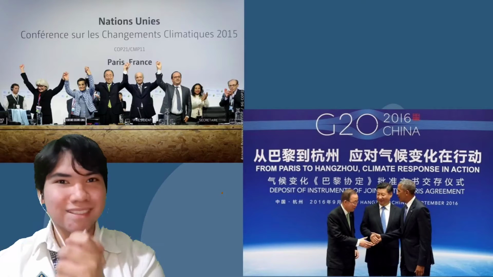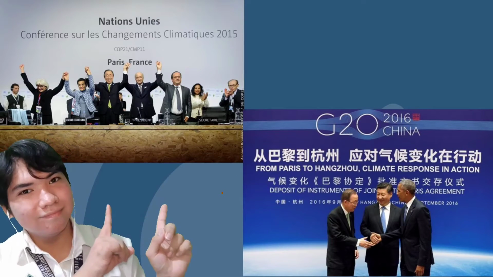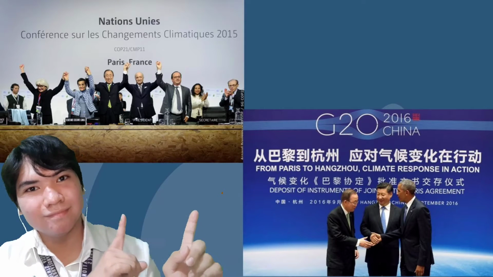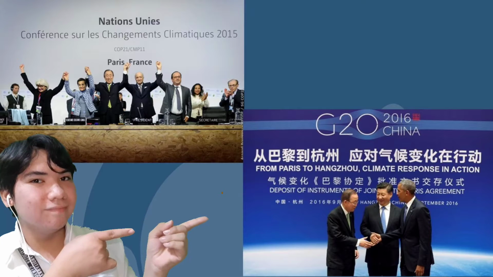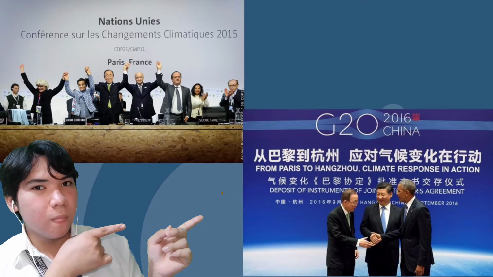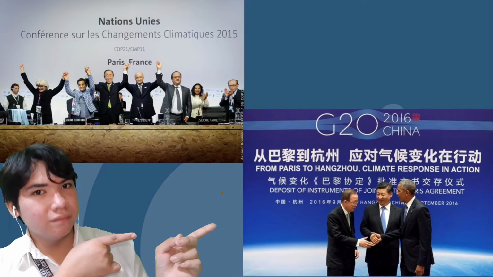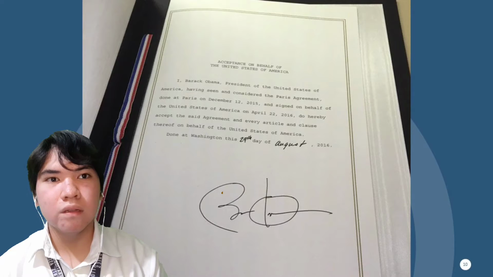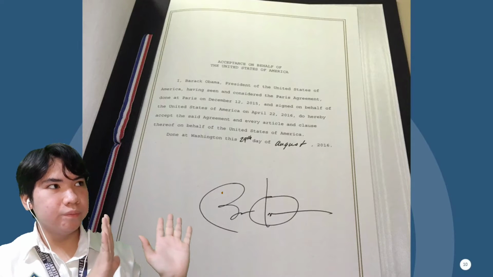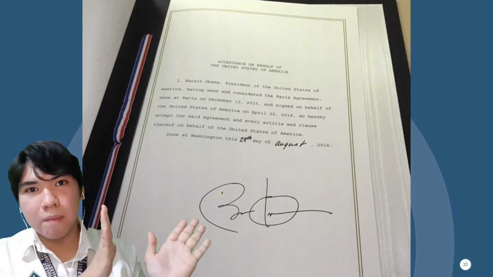You can see in the first photo, this was the Paris Climate Treaty held in 2015, and the second photo is when China and the United States of America, who represent almost 40% of global emissions, joined the climate agreement. In this photo, you can see the acceptance on behalf of the United States of America.